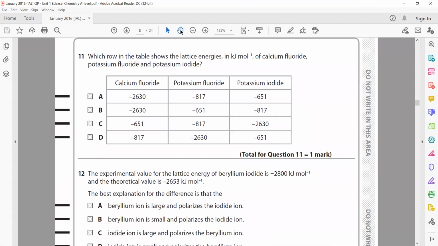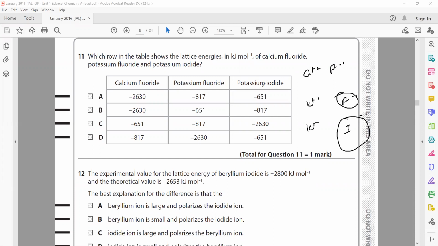In which row does the table show the lattice energy? Lattice energy depends on the size of the ion, which should be as small as possible, and the charge should be greater. So we have calcium fluoride, potassium fluoride and potassium iodide. The iodide ion is greater in size.